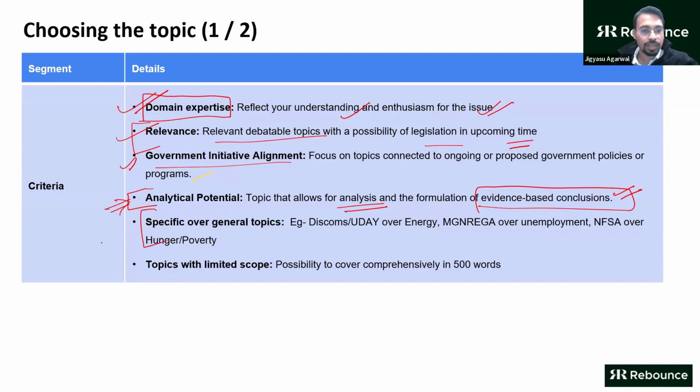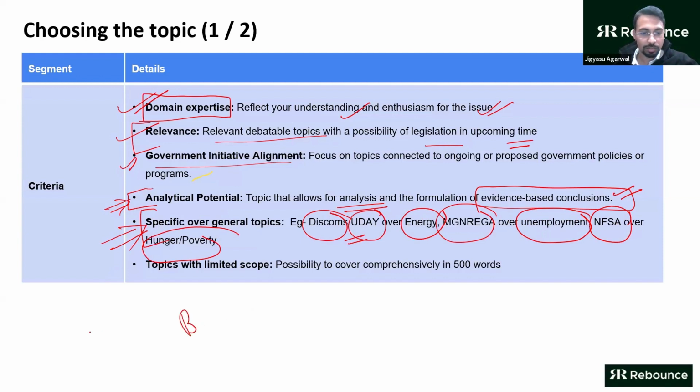Then fifth, be specific, choose specific over general topics. So let's say a general topic can be energy. Specific is, let's say, discoms or the Uday scheme. Or general can be unemployment. Specific can be MG Narega. General can be hunger and poverty. Specific can be the National Food Security Act. So choose those specific topics.